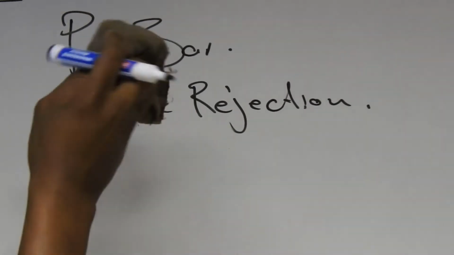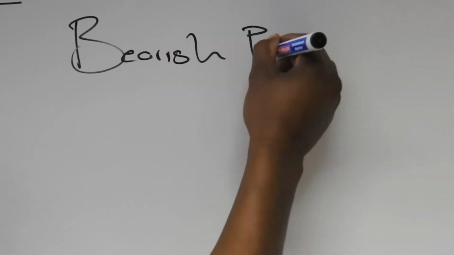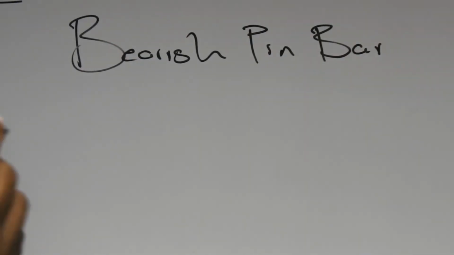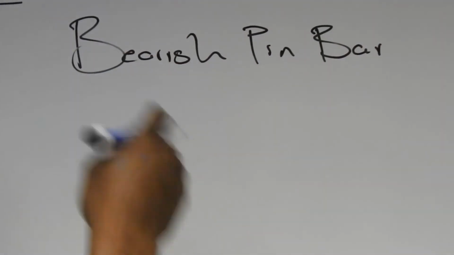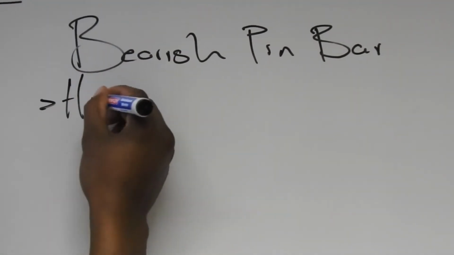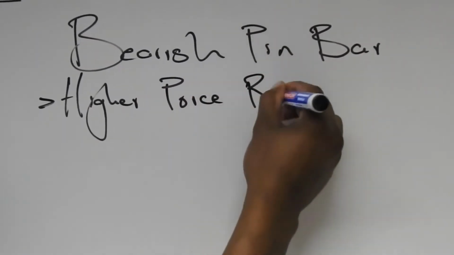We have two types of pin bars. Just like we have two types of candlesticks, we also have two types of pin bars: bullish pin bar and bearish pin bar. Let's start with the bearish pin bar. What is the meaning of a bearish pin bar? A pin bar alone means price rejection, so a bearish pin bar means higher price rejection. Every time you see a bearish pin bar, you expect price to reject the higher prices.